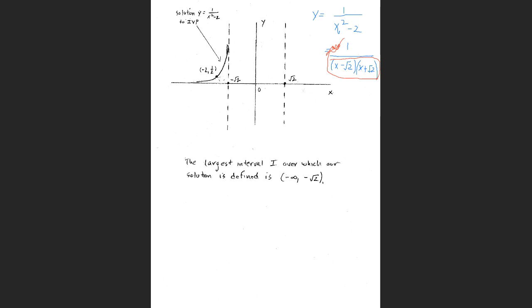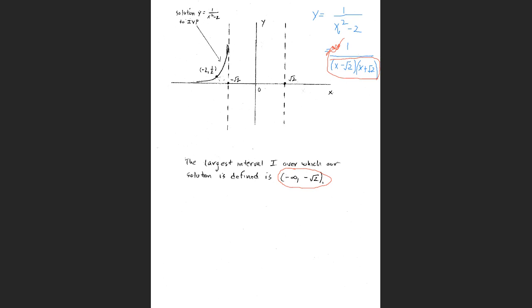So what I've done in the XY plane is draw asymptotes at negative root 2 and positive root 2. But the largest interval over which the solution is defined is negative infinity to negative root 2. Now, what's that about? The domain of the function 1 over x squared minus 2 is all real numbers except negative root 2 and positive root 2.